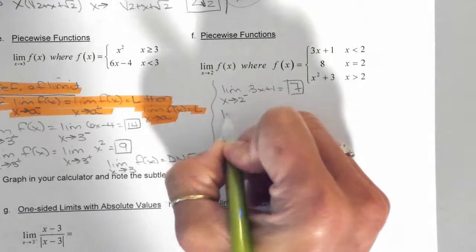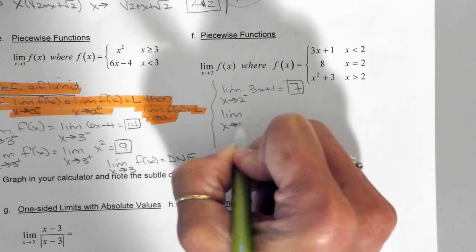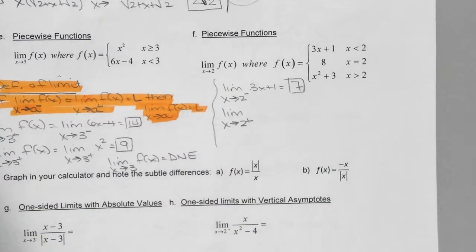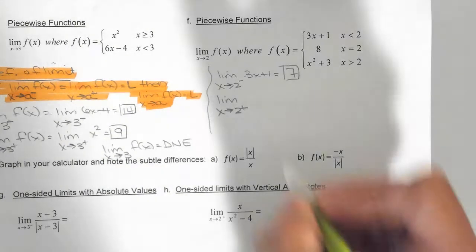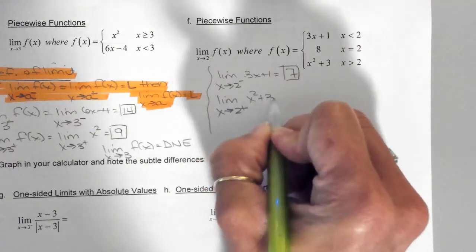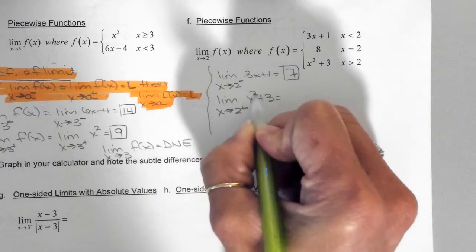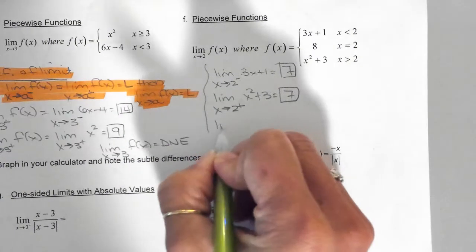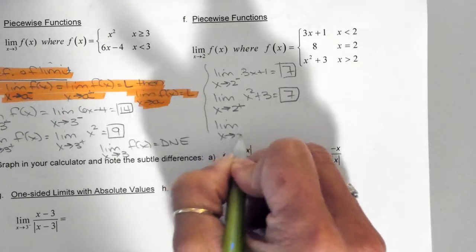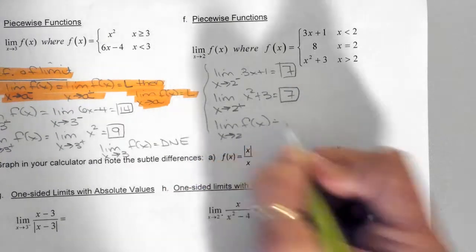Okay, so let's evaluate the limit as x approaches 2 from the right. So what am I using? X squared plus 3. Okay, so when I plug in 2, squared is 4 plus 3, 7. Okay, so does the limit as x approaches 2 of this function exist?